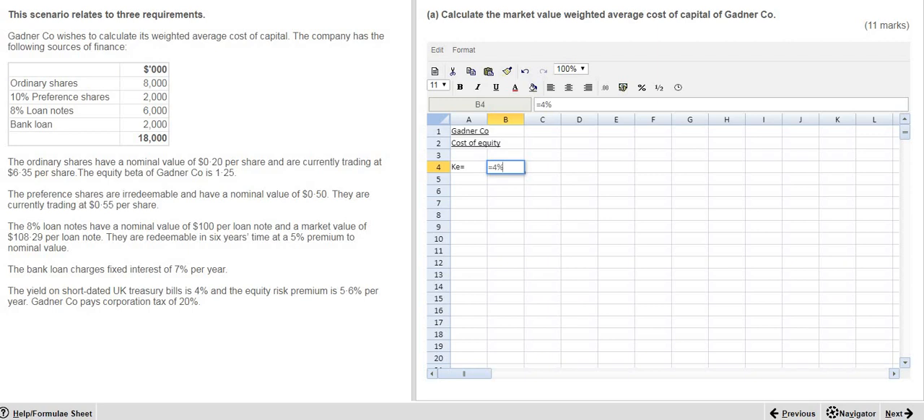The beta here is 1.25. Multiply by, so I'm going to do that sign, multiply by what's in the brackets. Here they give us the premium, so that means they've done the subtraction between the return from the market and the risk-free rate. So that's 5.6%.